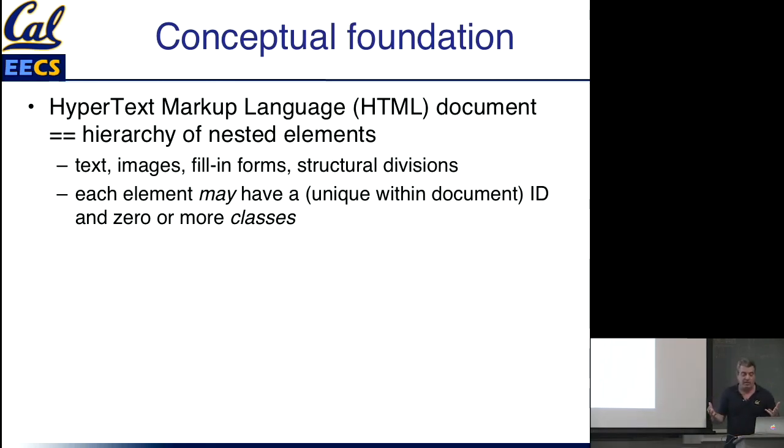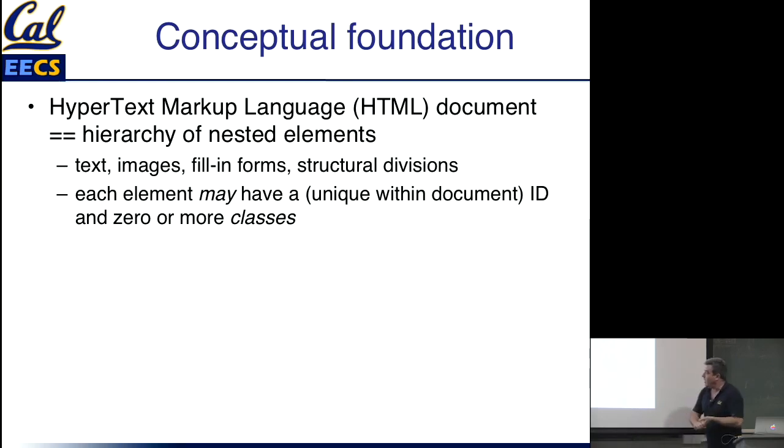What kind of nested elements? Well, some of them describe text that could go on a page, like tables and paragraphs. Some of them describe things like images or forms that the user can fill in. And some of them are just structural. They say, this part of the page, I'm going to put a virtual container around it and manipulate it later, even if the virtual container does not itself cause any visual change in how the page is displayed.